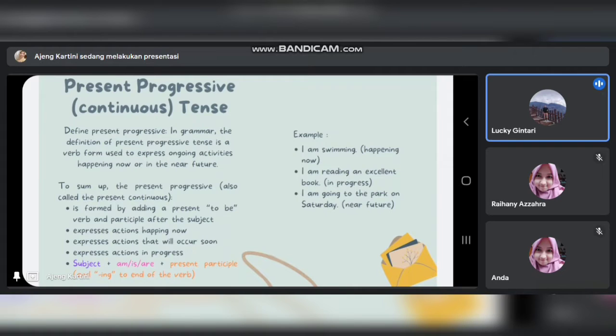Okay, present progressive or continuous tense. Define present progressive. In grammar, the definition of present progressive tense is a verb form used to express ongoing activities happening now or in the near future. To sum up, the present progressive, also called the present continuous, is formed by adding a present form of to be verb and a participle after the subject. It expresses action happening now, action that will occur soon, and action in progress.